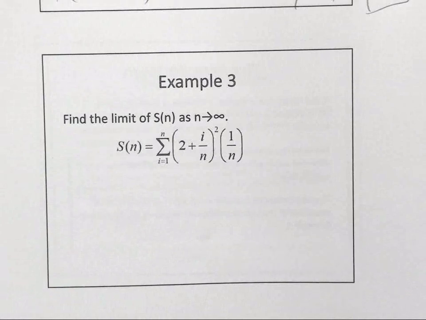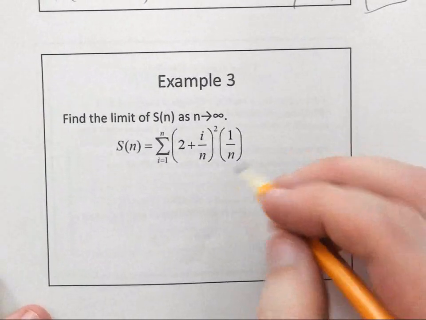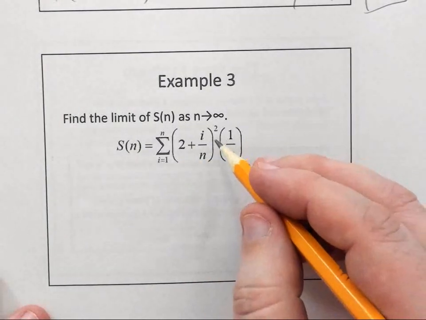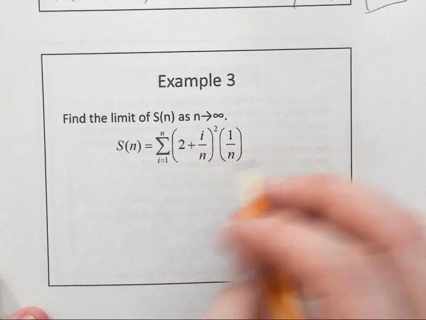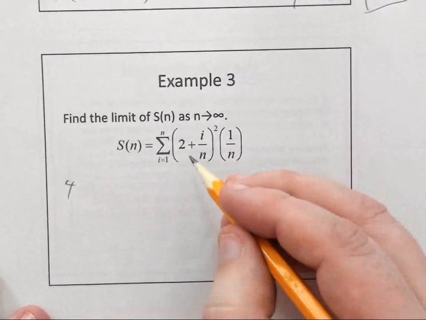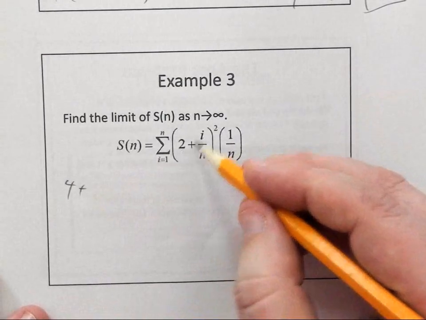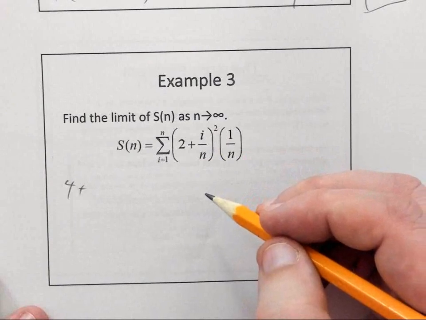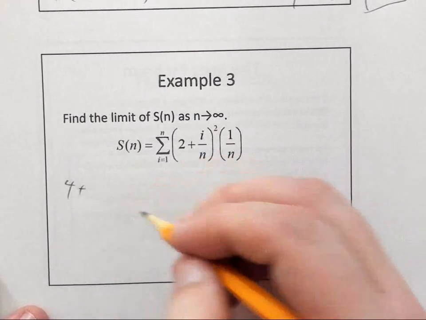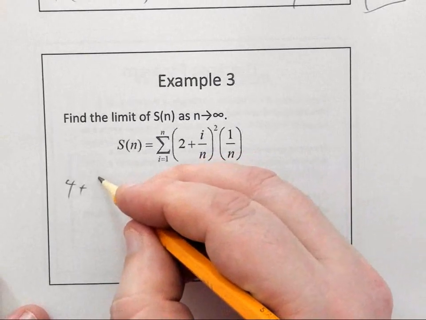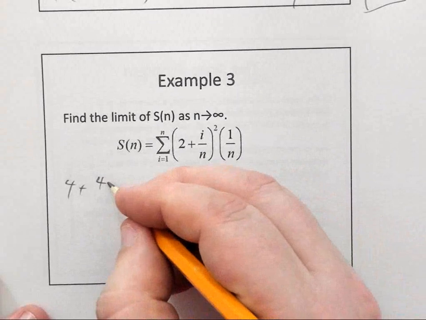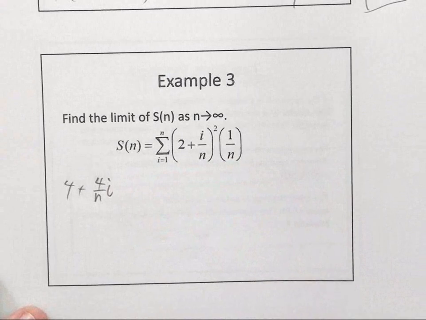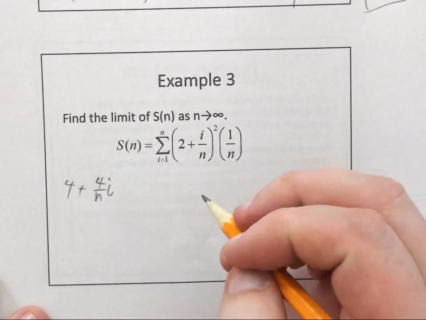I need to get rid of the sigma. So I'm going to multiply and square all this stuff out first, just so I'm not dealing with the squared sign. When I do that, I'm going to get 4 plus, well, 2i over n plus another 2i over n is going to give me what? 4i over n, which I'm actually going to rewrite as 4 over n times I. Okay, because I'm going to do more with it in a minute. I'm going to want that formatting.